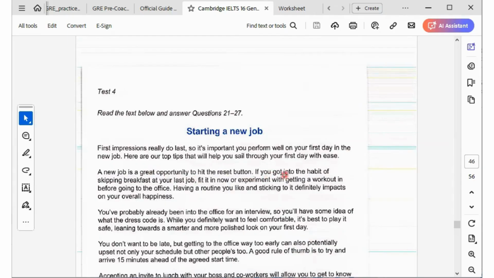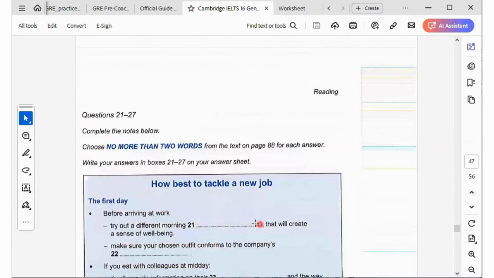Or morning habits. Get into the habit of skipping breakfast. Experiment with workouts. Having a routine you like. The word is going to be routine. Morning routine. Number 21 is going to be routine. Try out a different morning routine that will create a sense of well-being.